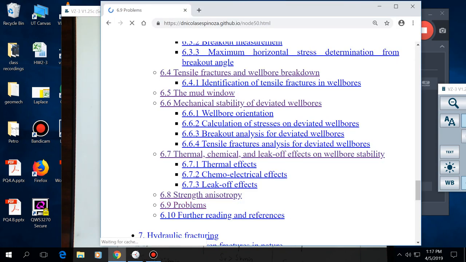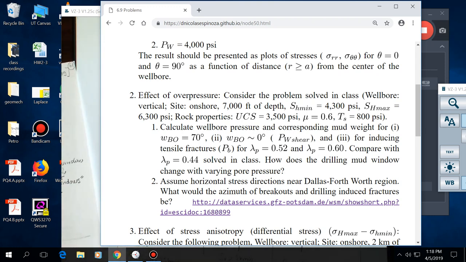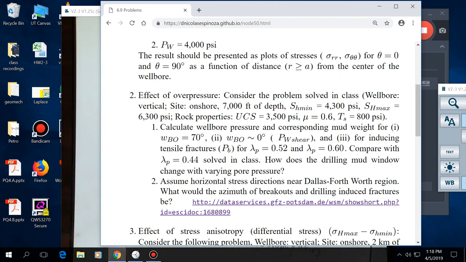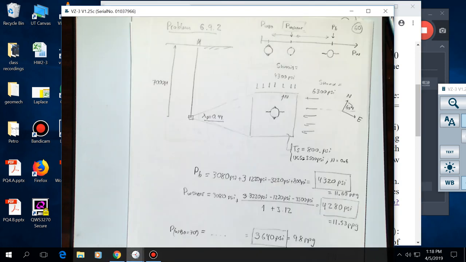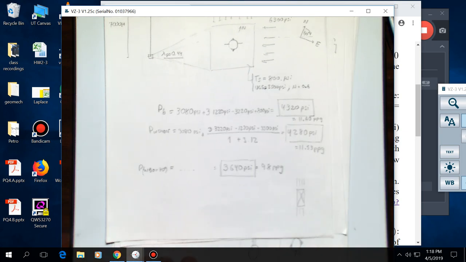Let's see. I'm asking you for PWBO for a wellbore breakout angle of 70 degrees. And I'm asking you PW shear and PV. Okay, what you have to do here, and what I'm asking you, let's see if I find that in my notes. This problem 692, I have a recommendation here for you.